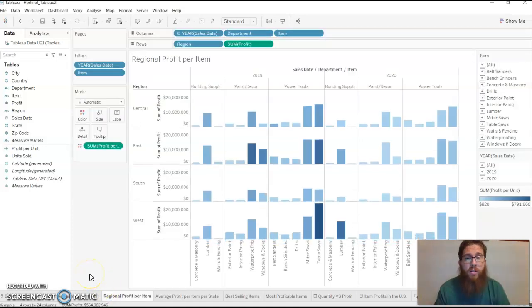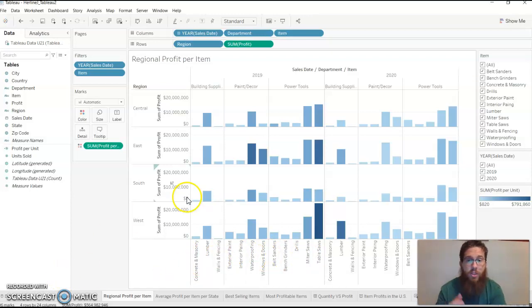So the next worksheet is the regional profit per item. So as you look, I broke down the sales based on regions. And then at the top, we go by year and department, and then further divide it based on the items inside of each department.